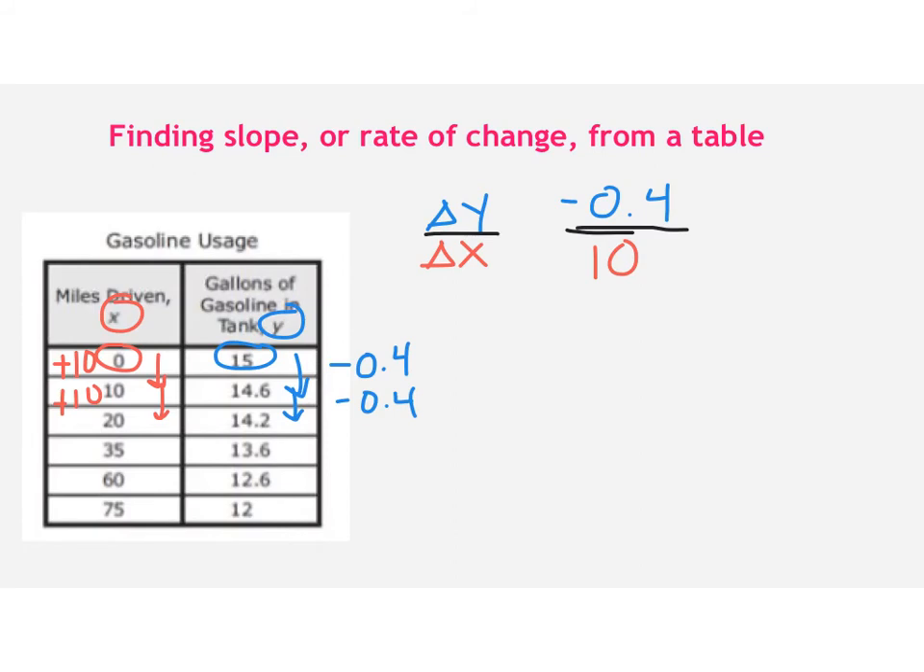So if we have negative 0.4 divided by 10, remember if we're dividing by 10, that really means we just have to move that decimal over one place to the left. So if we reduce this fraction, it would be negative 0.04. That would be our rate of change.